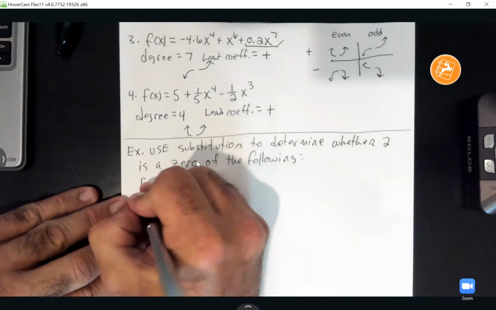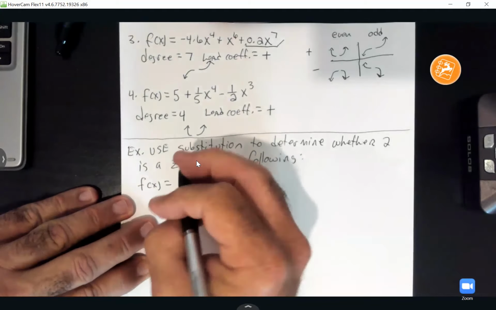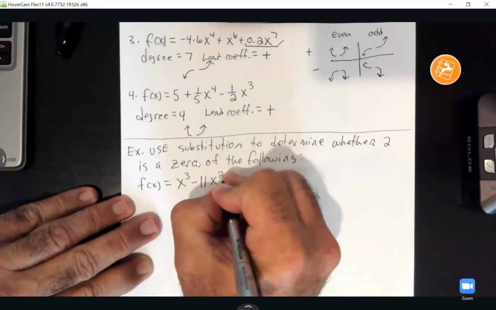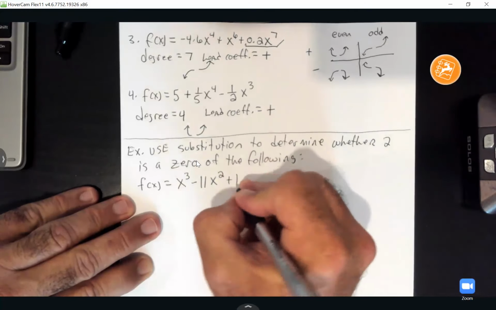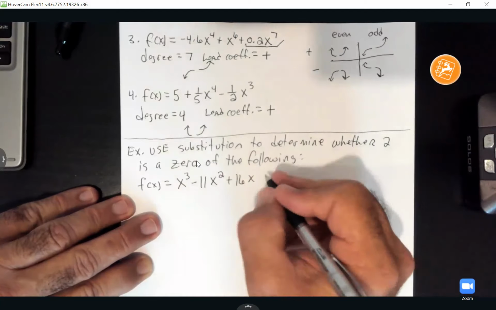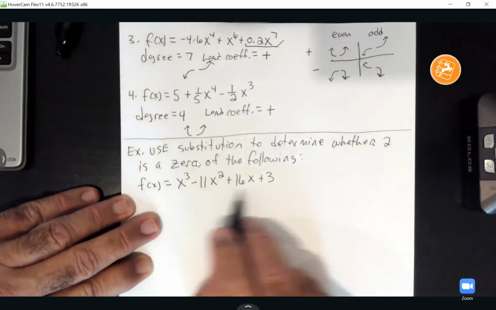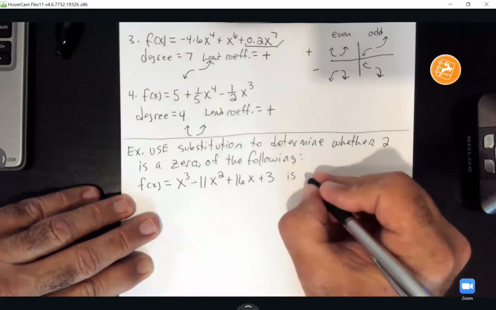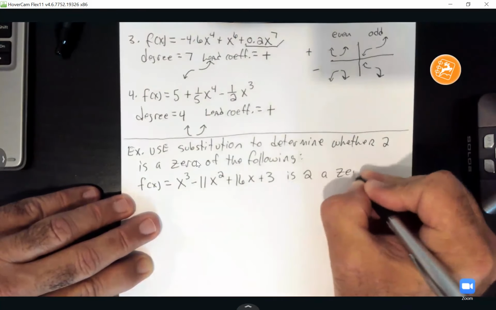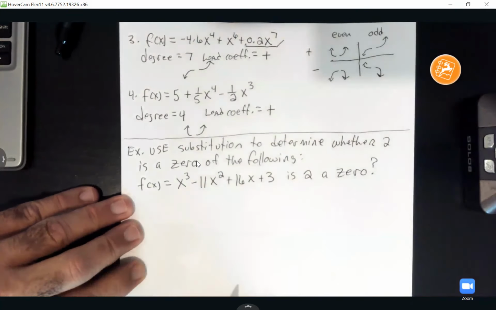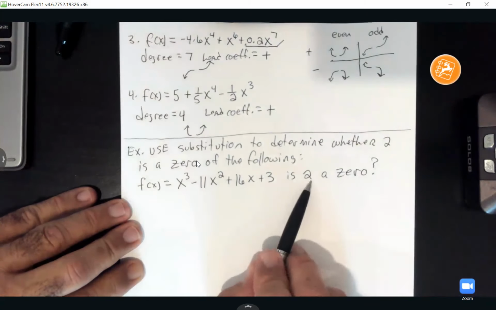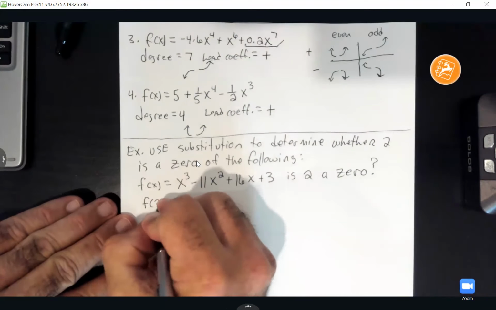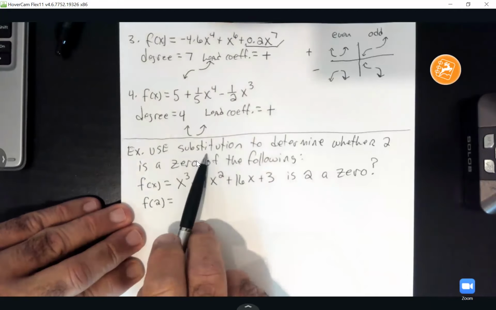So here's my polynomial. F of x equals x to the third minus 11x squared plus 16x plus 3. So they're giving me this polynomial, and they want to know is 2 a 0. So they want to know if 2 is a 0 of this polynomial. So y'all, what we would do, we're going to find what f of 2 equals. So that's what they mean by substitution.